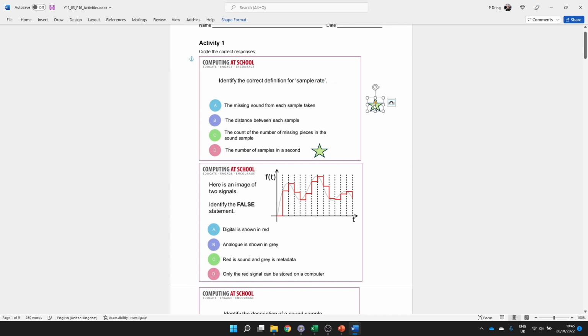What's going on? There we go. Or just Control C, Control V. So let's go through each of these. Digital is shown in red. That's correct. This is a digitized, quantized version in red, and we have to identify the one that is false.